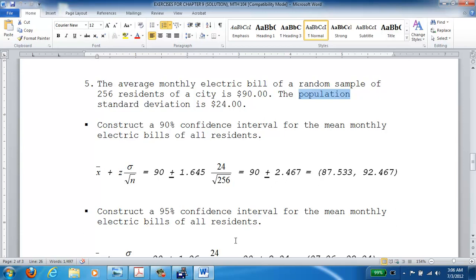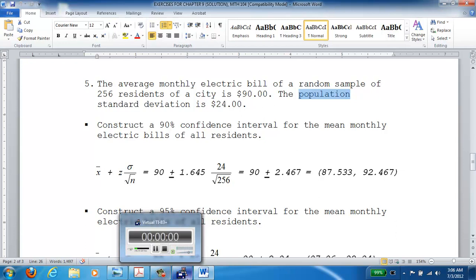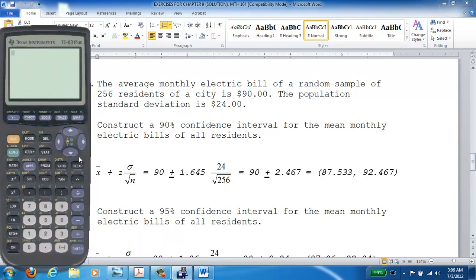So 1.645. So let's go back to the graphing calculator. Now we have to go to number 7, z-interval. Data. The standard deviation is 24. The x-bar is 90. The sample size is 256. And the confidence level is 90%, so we keep it as it is. And click calculate. Here it is, 87.533 to 92.467.